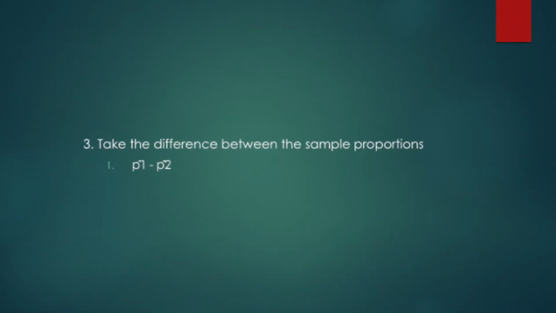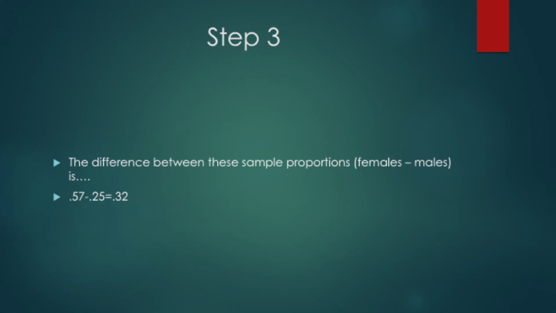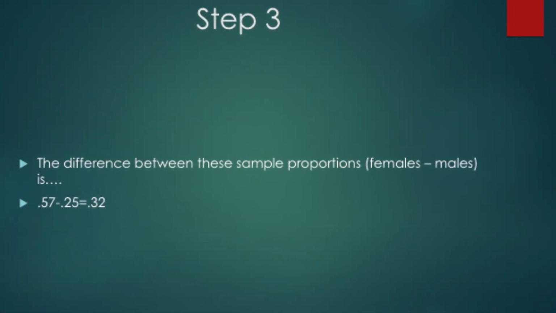Now that we have these two values, we can take the difference between the two sample proportions, or p hat 1 minus p hat 2. The difference between our sample proportions ends up being 0.57, which is the female ratio, subtracted by 0.25, which is the male ratio, which gives us 0.32. Now that we have found the difference between our sample proportions, we need to find the components under the square root in our formula from earlier, as explained in the following slide.